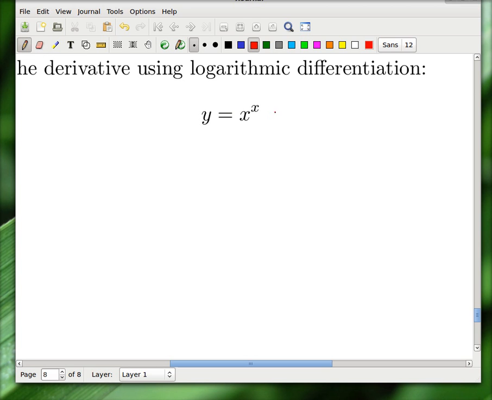It's not the power rule and it's not the exponential rule, because the power rule is for x to the n, where x is raised to some constant power. And the exponential rule is for some constant raised to the power x. Okay, so in the top case, the exponent is constant. In the bottom case, the base is constant. But for this crazy function x to the x, neither one is true, and so you can't use the power rule or the exponential rule. So what you have to do is use logarithmic differentiation.